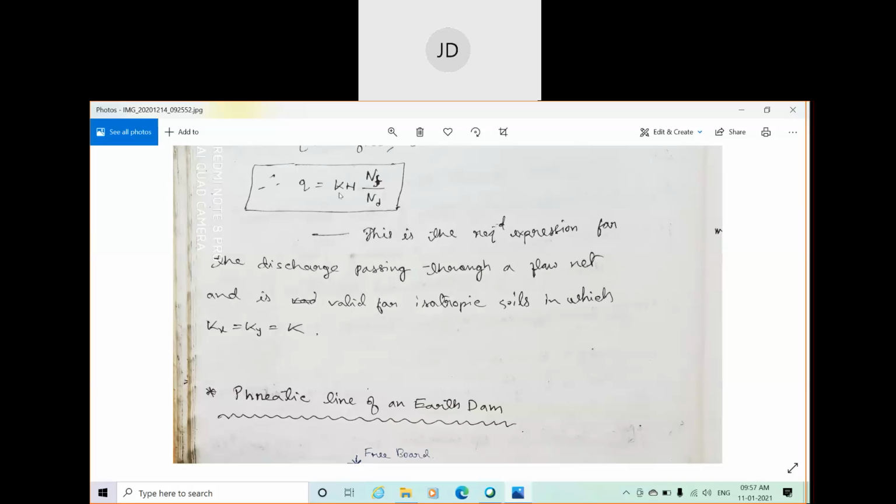So for that you need to find out the average coefficient of permeability. If it is given as an anisotropic soil in a problem statement, there must be values given for Kx and Ky. If you are studying two-dimensional flow, then the values of kx and ky must be given to you if it is a case of anisotropic soil. In that case, you have to find out the average coefficient of permeability.